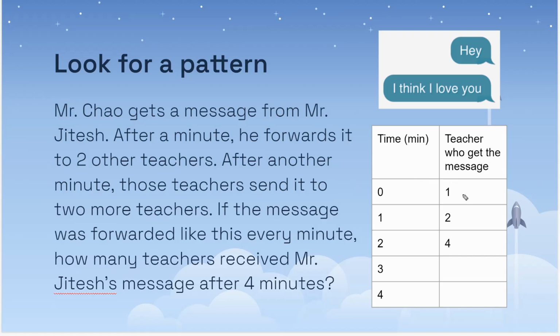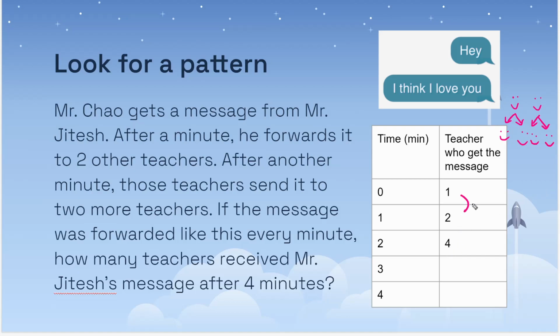Well, to get from 1 to 4... how did we get 1 to begin with? At 0 minutes at the very beginning, Mr. Jitesh messaged me, just 1 person. And then I messaged it to 2 people. And then those two people, these 2 happy folks, they each messaged it to 2 more people, right? So now there's 4 people with this message of love.